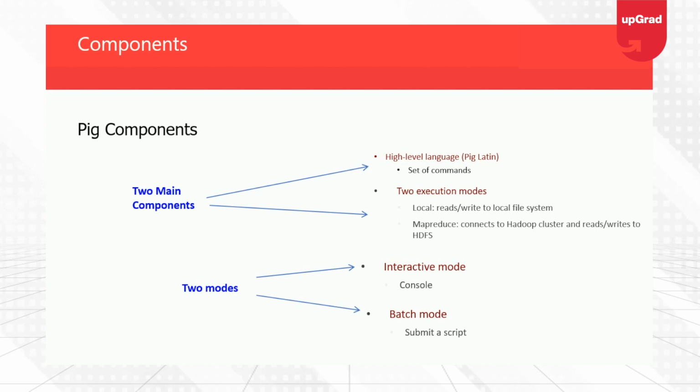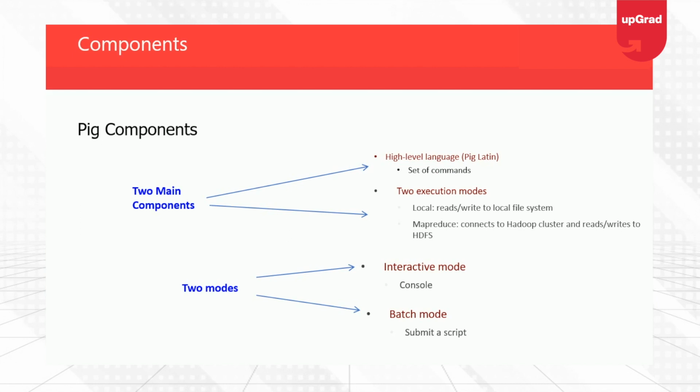Now I told you about the execution modes as well. So local and MapReduce are the two execution modes. In local mode, Pig runs in a single JVM and makes use of the local file system. This mode is suitable only for analysis of small datasets using Pig.